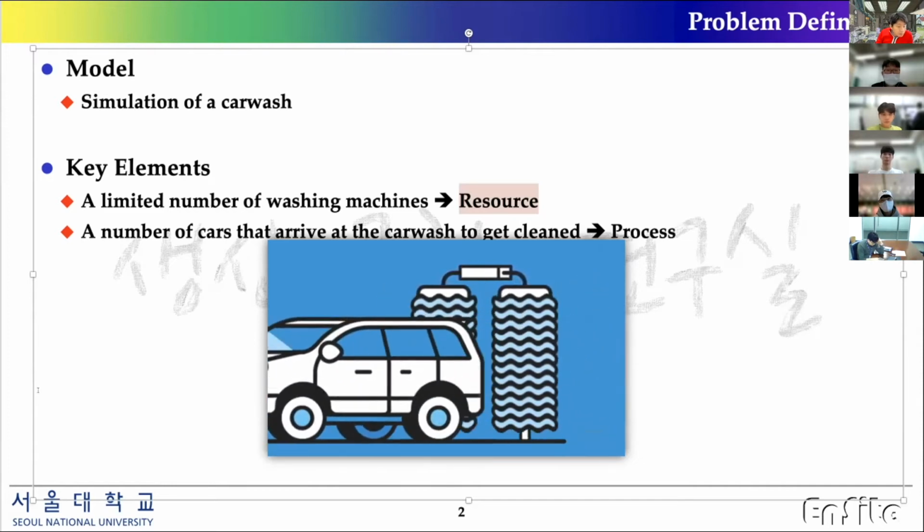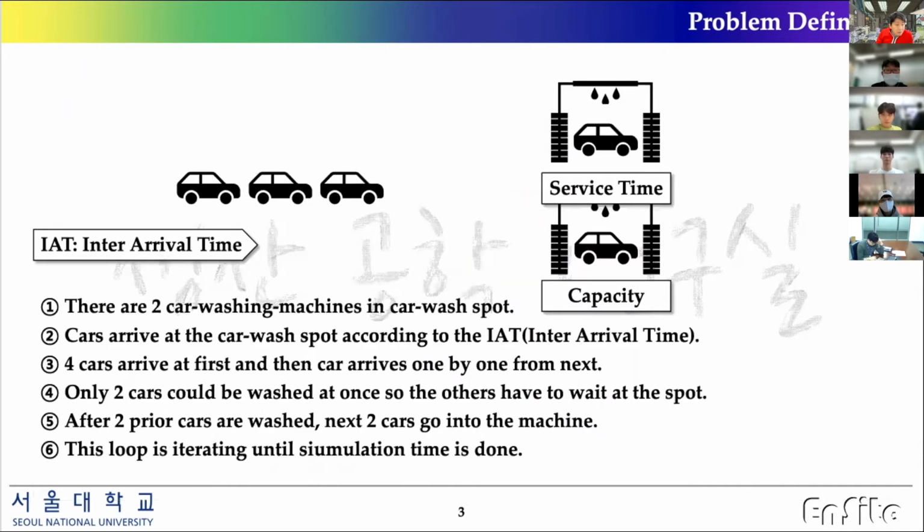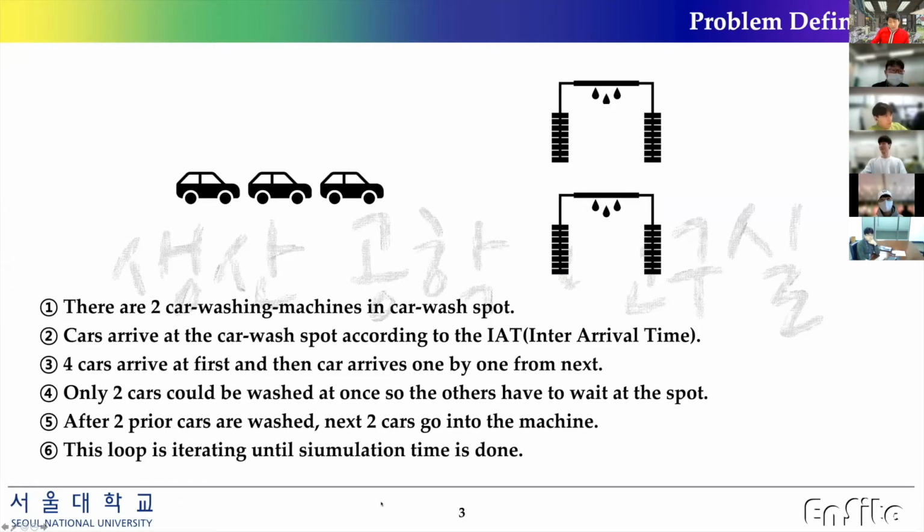The overall procedure is like this. At the start of the simulation, there are 2 car washing machines in the car washing place, and each car is arriving at the car washing place according to the given inter-arrival time. The 4 cars arrived at first. Actually, in this figure, there is 3 cars. Then cars arrive one by one from next.